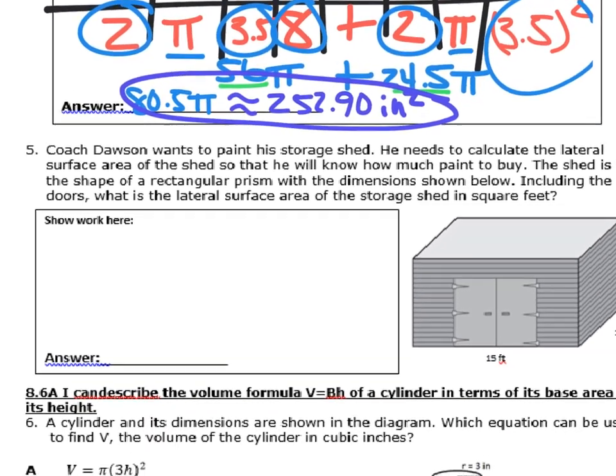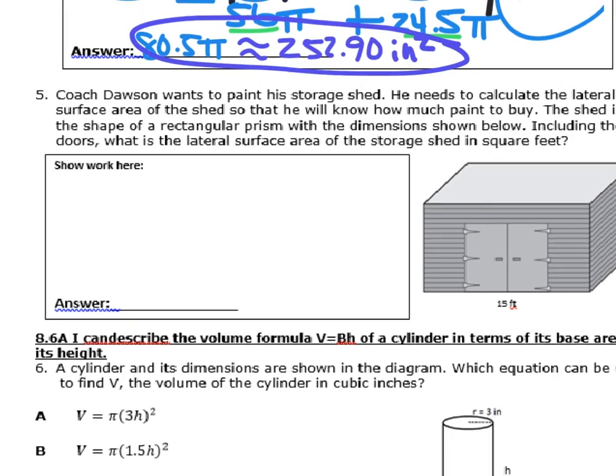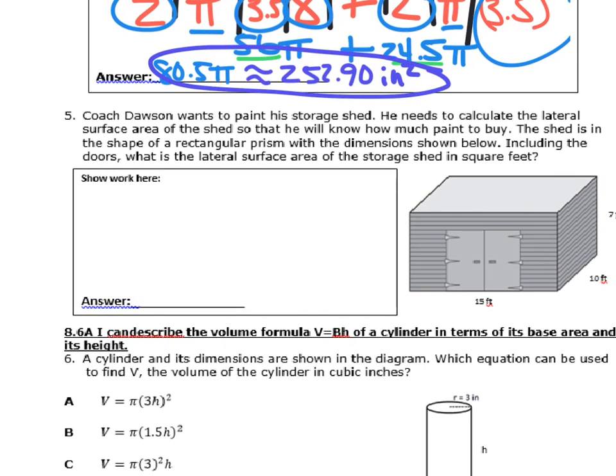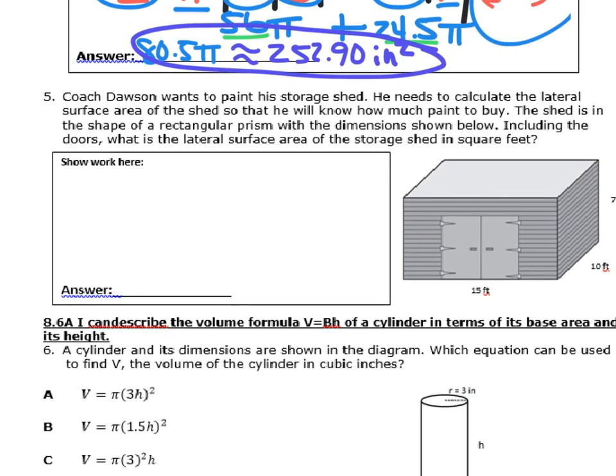Number 5, Coach Dawson wants to paint his storage shed. He needs to calculate the lateral surface area of the shed so that he will know how much paint to buy. The shed is in the shape of a rectangular prism with the dimensions shown below. Including the doors, what is the lateral surface area of the storage shed in square feet?